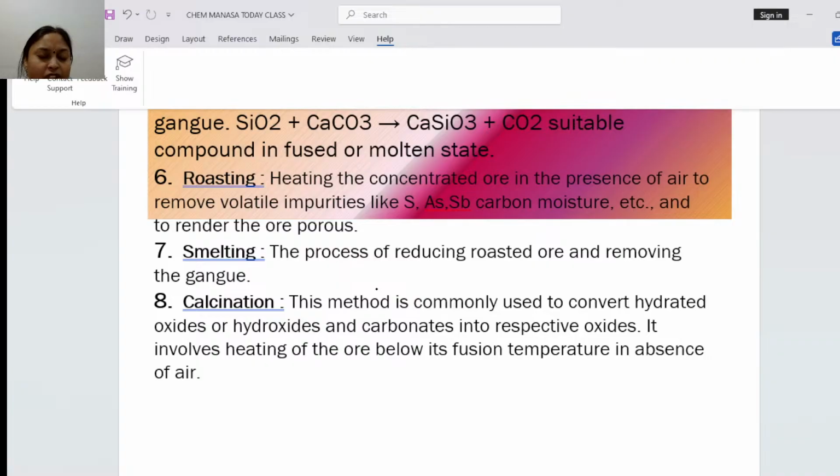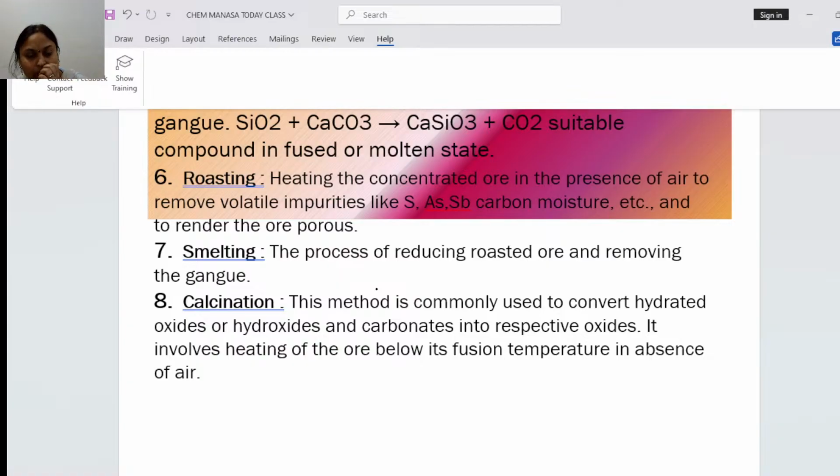Generally we used to see roasted means deep fried. So here we have to take heating of the substances in enough air, means in presence of excess air, then that will be known as a roasting. To remove the volatile impurities, we will use the roasting process. Here, generally roasting is mainly used for the sulfur ores.